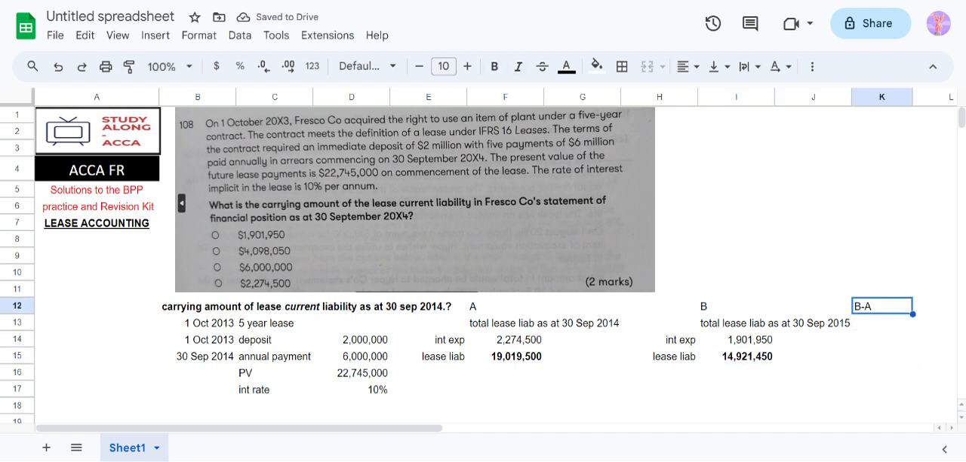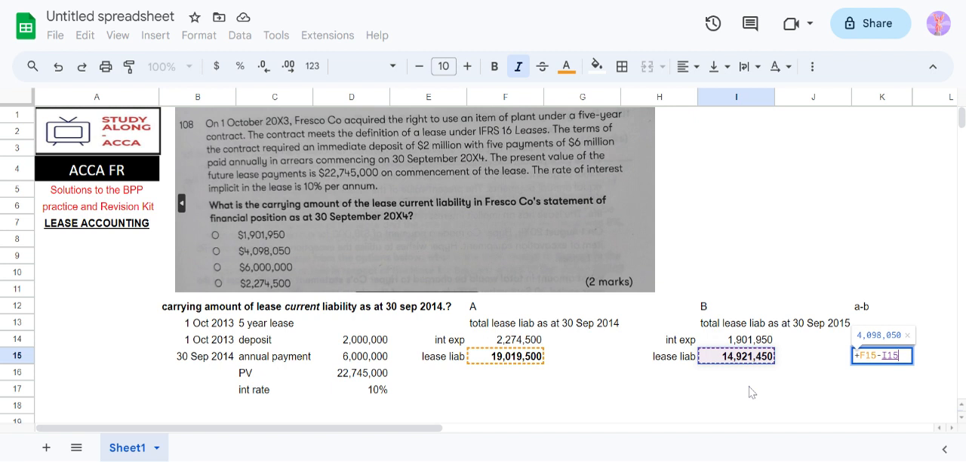So I said B minus A, it should be A minus B. We would have 19 million of lease liability at the end of the period, and then at the end of the next year it will be just 14,921,450. So that means the current portion of the lease liability that should be recorded at this date, 30th September 14, should be this answer, 4,098,050. So the answer should be the B, second one. Yep.